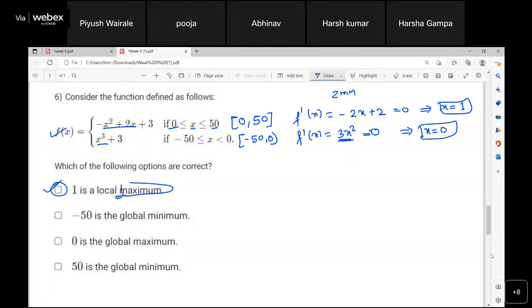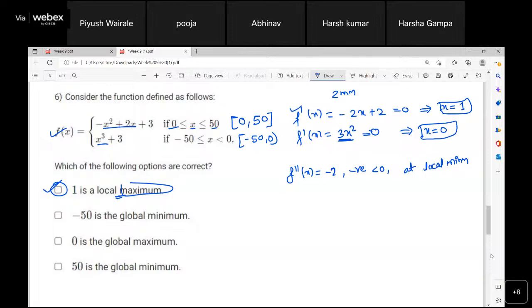Now, in order to check whether my point has local maxima or minima, I have to differentiate again, right? So I'm differentiating this one, this f double dash of x. So it will be -2. So it is negative only, right? Less than 0. So even it is a constant term, even if I put x equals to 1, it will be still -2, right? So at this point, I can say at x equals to 1, it will have the local minima, right?